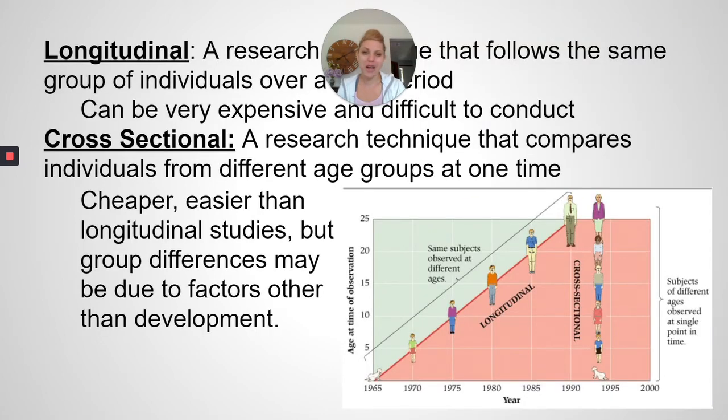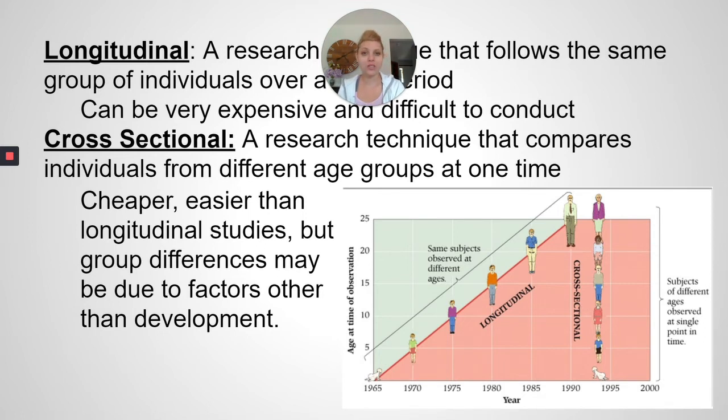Some other research methods that are somewhat unique to psychology are research studies known as longitudinal or cross-sectional. We see this predominantly in our developmental psychologists, where they're studying human behavior from womb to tomb and looking at people from various age ranges.